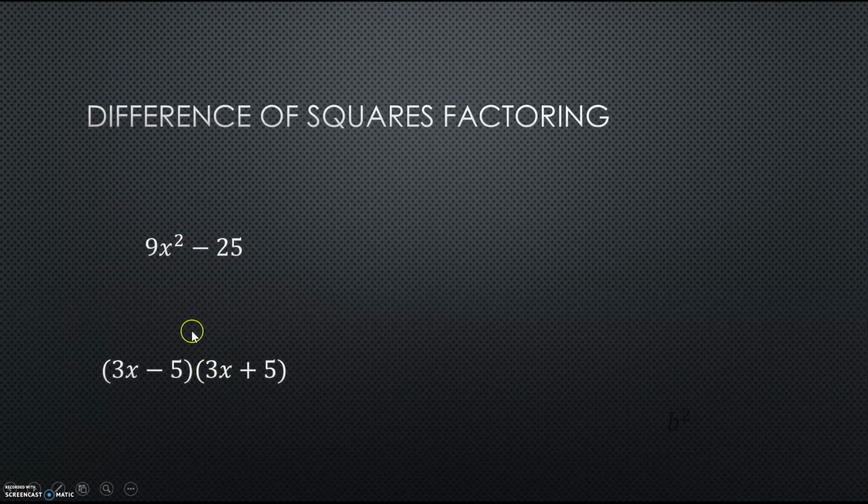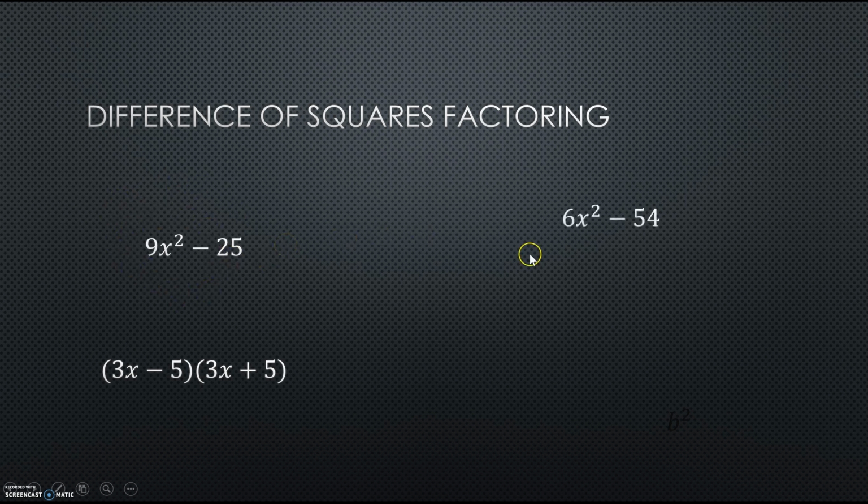Now notice if you visualize the grid or try to FOIL it, you'll get a 15x term from the outer and a minus 15x term from the inner. Those will cancel out, right? So this right here, written as a product, is the same as this right here. That's difference of squares factoring. And again, it's very simple because it's almost like a pattern that everyone memorizes, but people often forget how to handle it when they see a difference of squares.